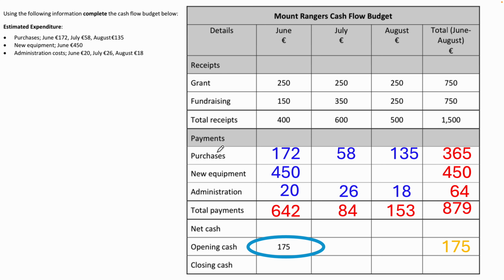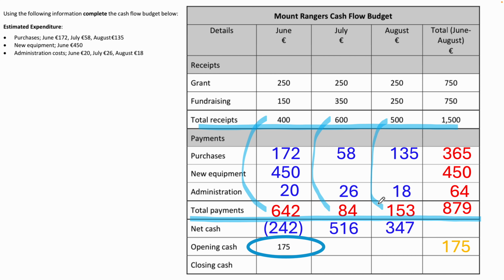Now, net cash. So how do we get net cash? Net cash is our total receipts minus our total payments. So 400 minus 642, that is negative 242. 600 minus 84 is positive 516. 500 minus 153 is 347. And 1500 minus 879 is 621.